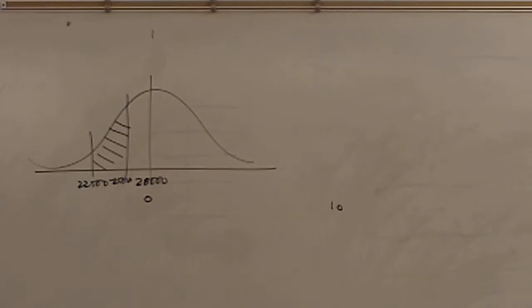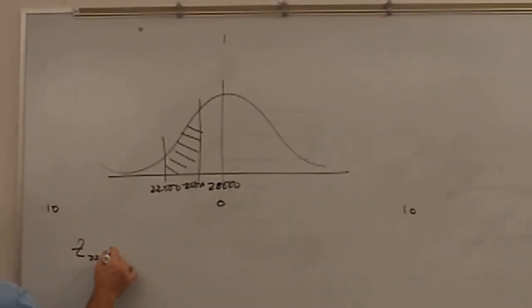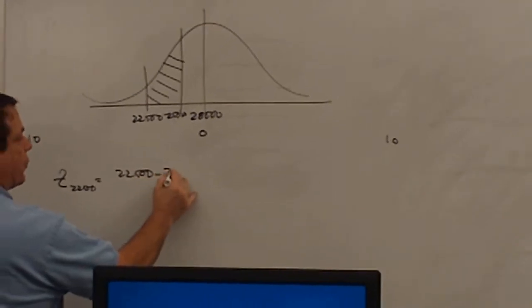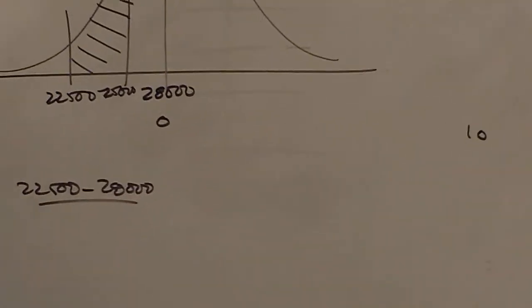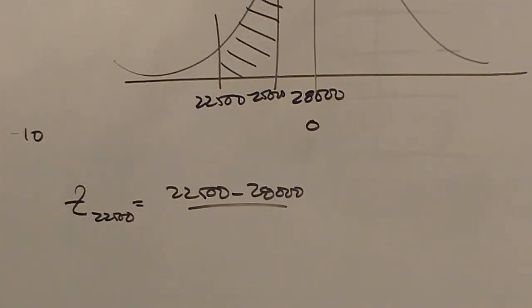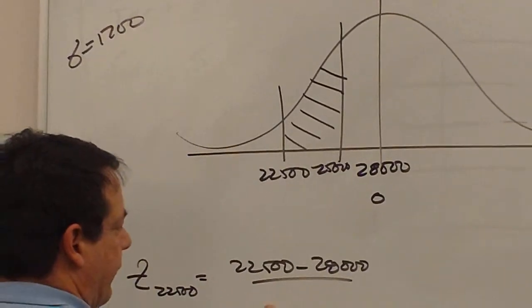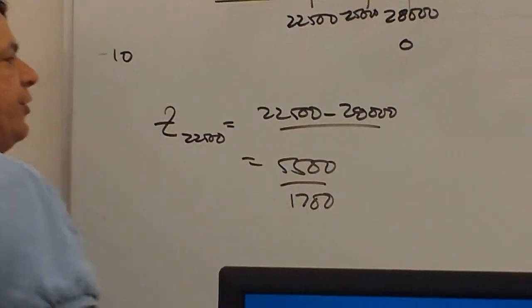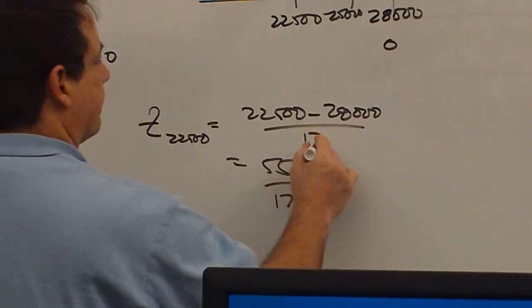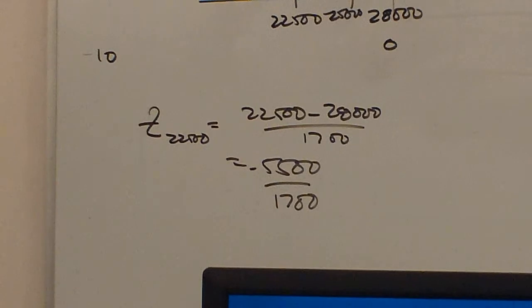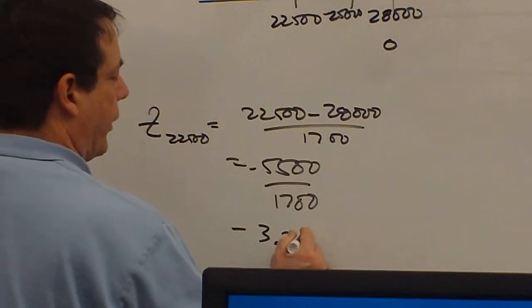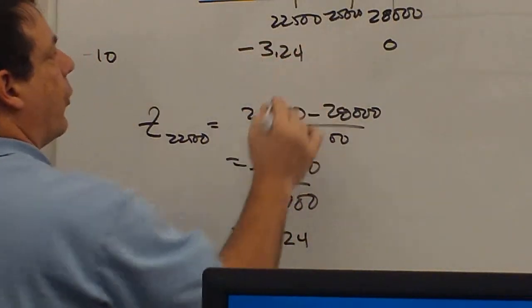So we have to find a z-score, right? We need a z-score for 22,500. That is 22,500 minus 28,000 divided by the standard deviation. What's the standard deviation? 1,700. So this would be negative 5,500 divided by 1,700, right? And what would that be? Negative 3.24. This is a z-score of negative 3.24.